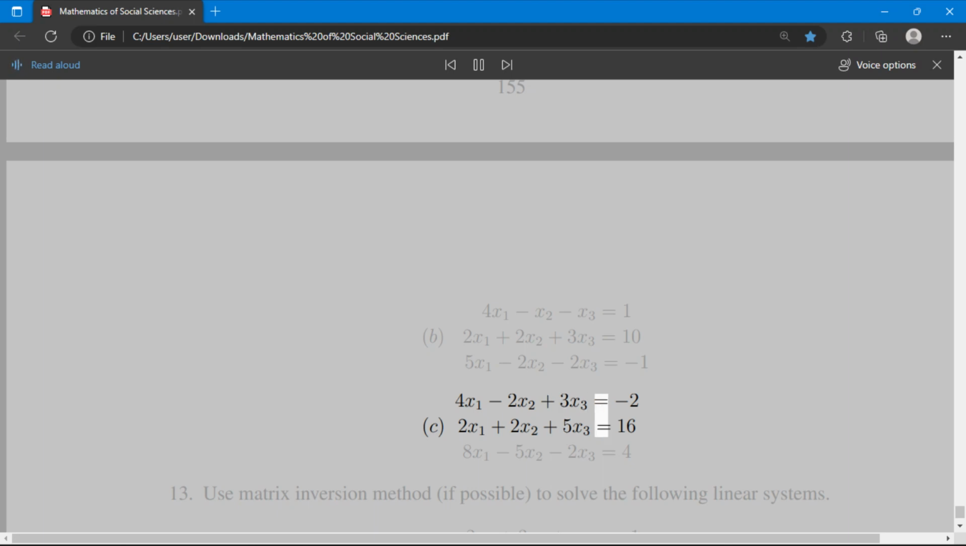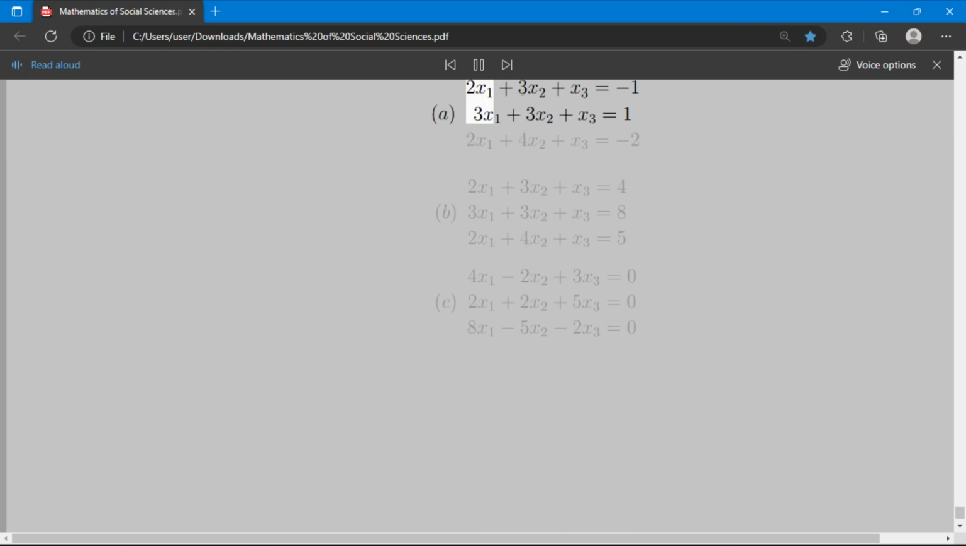C. 4x1 - 2x2 + 3x3 = -2, 2x1 + 2x2 + 5x3 = 16, 8x1 - 5x2 - 2x3 = 4. 13. Use matrix inversion method, if possible, to solve the following linear systems.